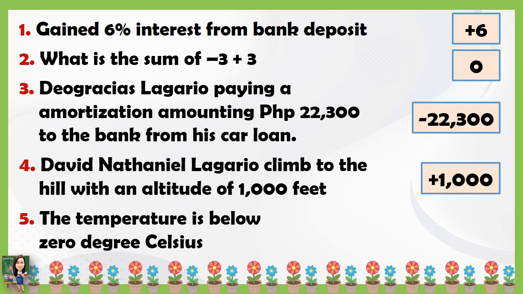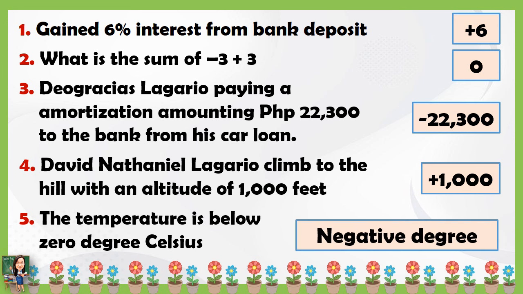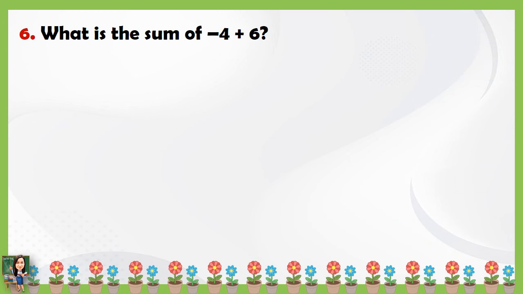Number 5. The temperature is below 0 degrees Celsius. What is below 0 degrees Celsius? Is it negative or positive? Very good! The answer is negative degree. Number 6. What is the sum of negative 4 plus 6?